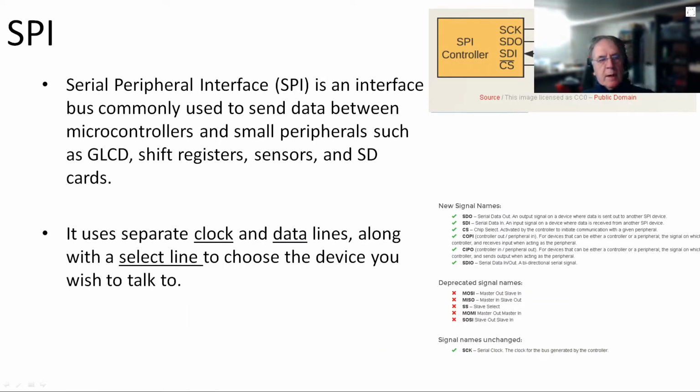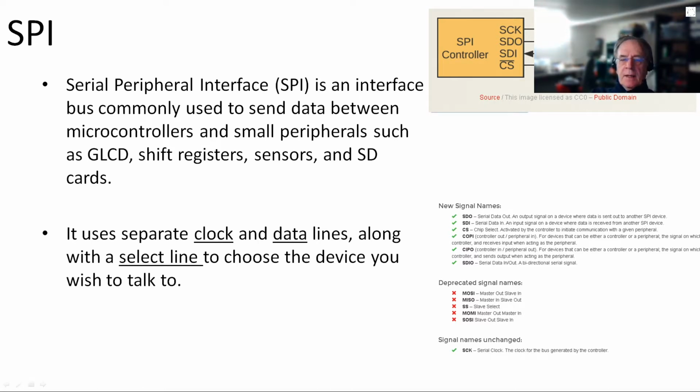So let's talk about what SPI is. SPI is serial peripheral interface. It's an interface bus between components to send data backwards and forwards. It's bidirectional, so you might have an input and output, but it connects a microcontroller to small peripherals like a graphical LCD, SD cards, or other small devices. It uses separate clock and data lines, and you'll have other lines like a select line to choose which device you're going to talk to.